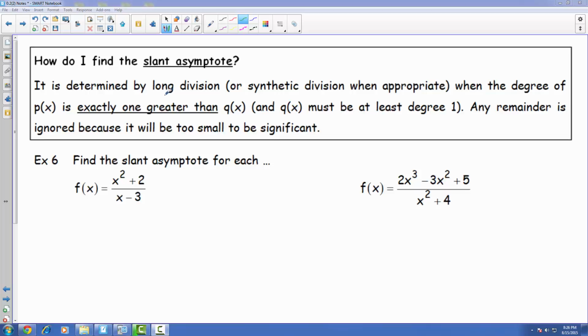Now, this can only happen when the degree of your polynomial on top is exactly 1 more than the degree on the bottom. For example, in example 6, we have a degree of 2 on top and a degree of 1 on the bottom. That's the scenario we're discussing, when it's exactly 1 greater on top than on the bottom. And there's another stipulation: the bottom has to be at least a degree of 1. You can't just have a constant. There has to be a variable on the bottom.